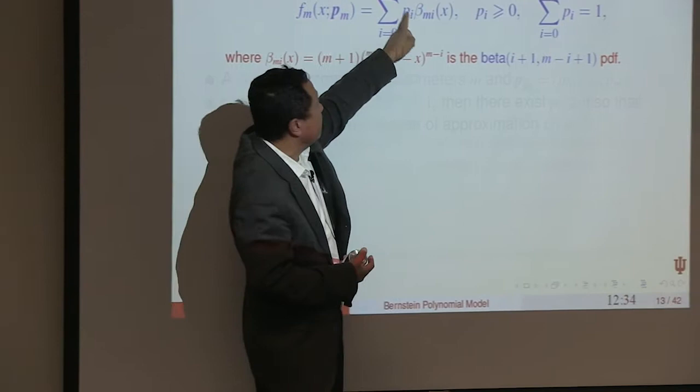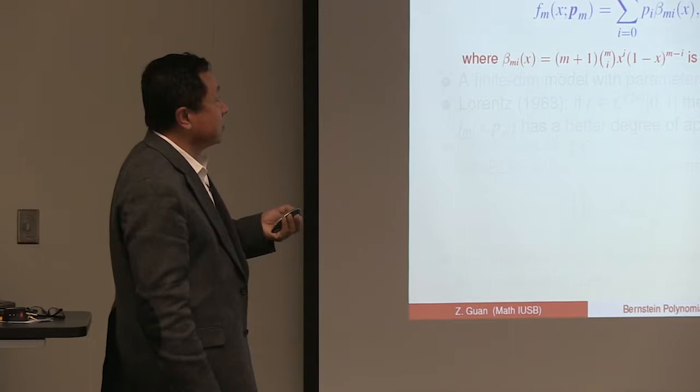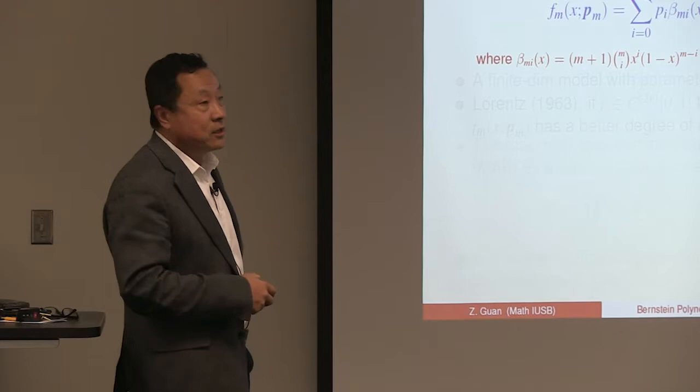And then this piece is the mixing proportion. So they are non-negative, and the total is 1. So this sum is still a density function. Then we have a probability density, so it is a probability model. But this piece has unknown parameters.